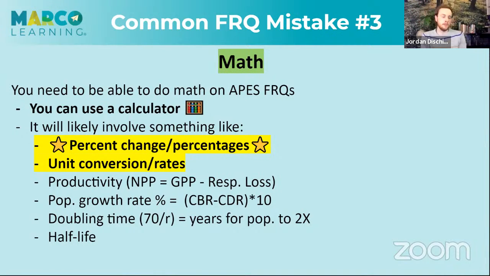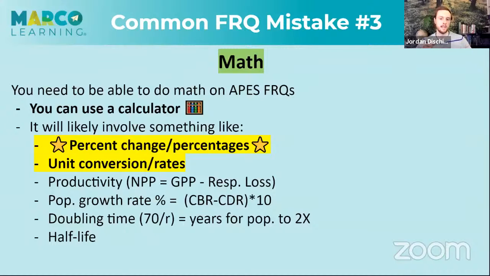On the exam, you will not be given any formulas. So it is helpful to certainly know the doubling time, which is 70 divided by the growth rate, expressed as a percentage. That would be the years for the population to double. You may have to do half-life. You may have to calculate population growth rate, which is CBR minus CDR times 10. And you may have to calculate productivity.